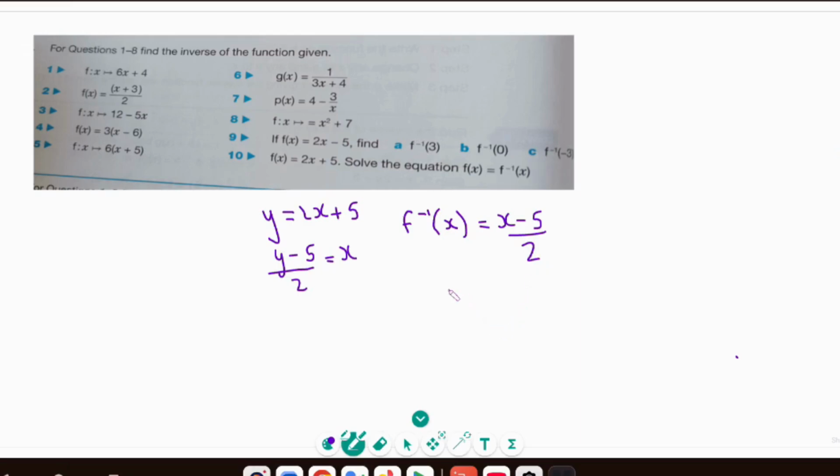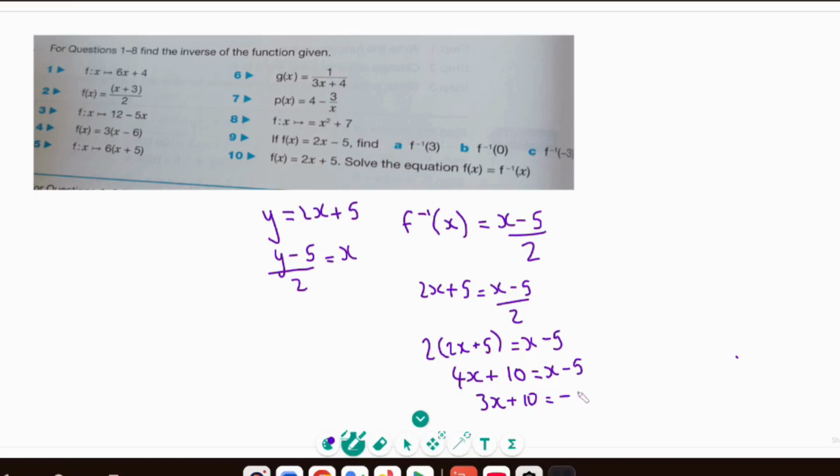Solve the equation f of x equals f to the minus 1 of x. I'm going to times both sides by 2. I'm going to multiply out the brackets. Subtract x from both sides. Minus 10 from both sides. Divide both sides by 3.